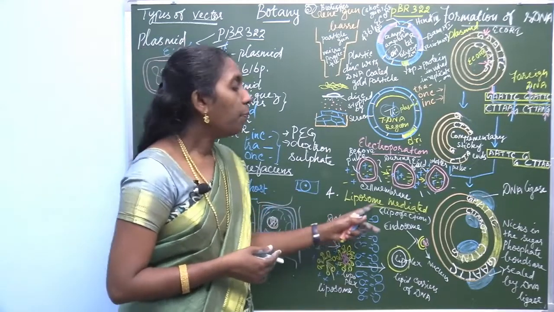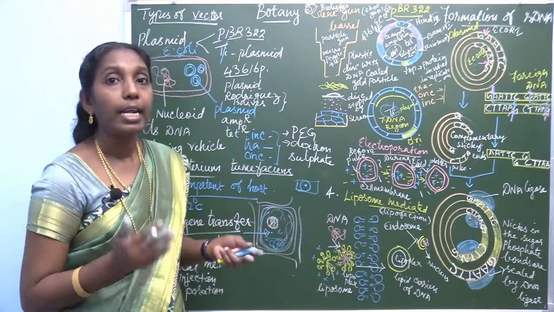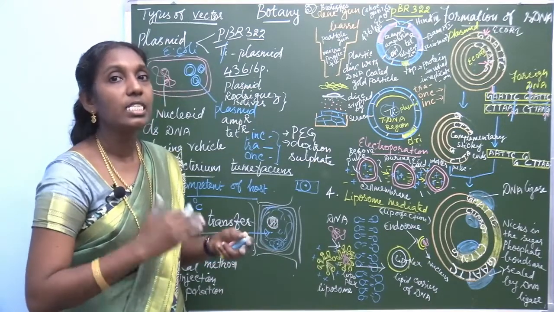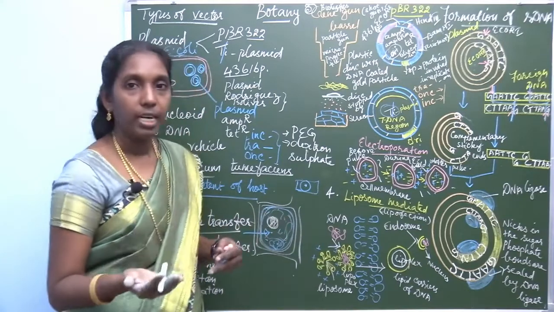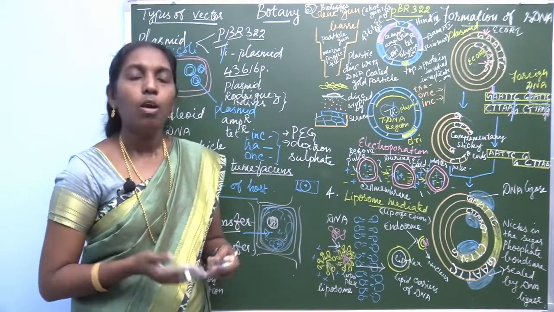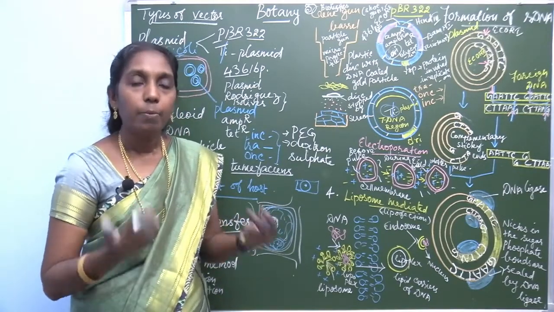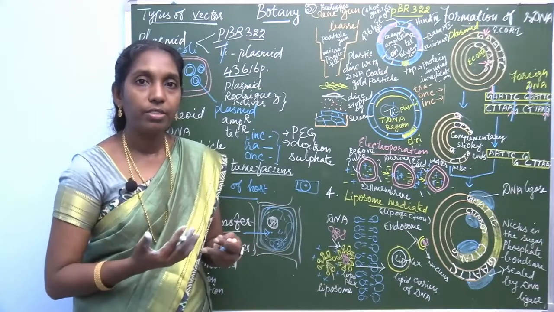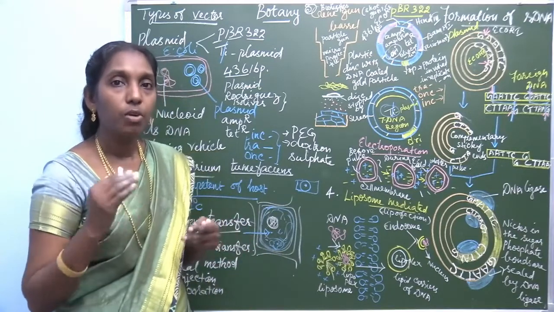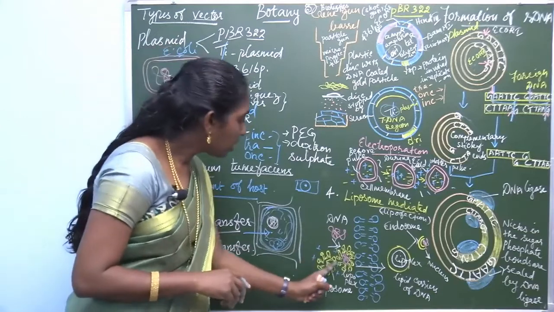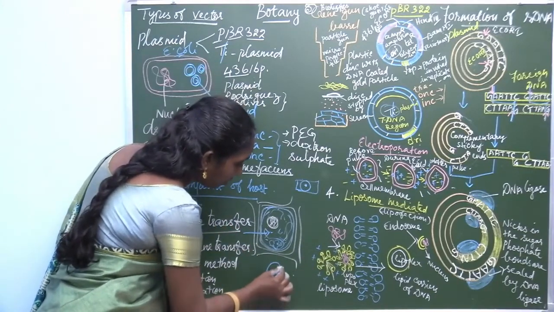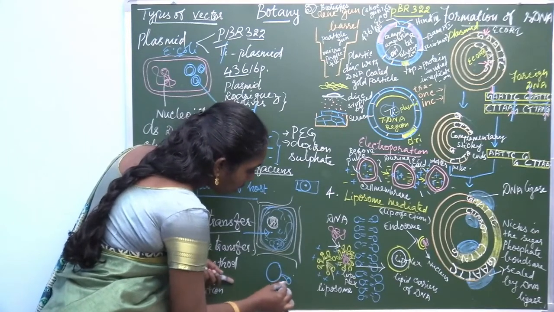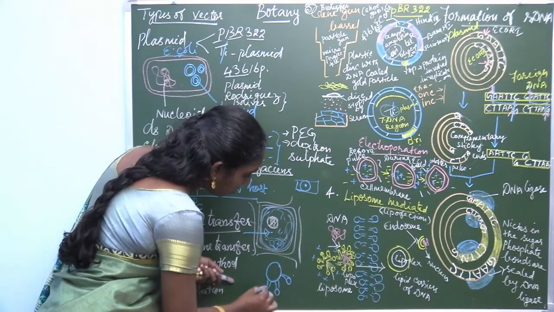Then the fourth method is the liposome mediated gene transfer method. What is a liposome? A liposome is an artificial phospholipid vesicle. See, this is the vesicle, the phospholipid vesicle.